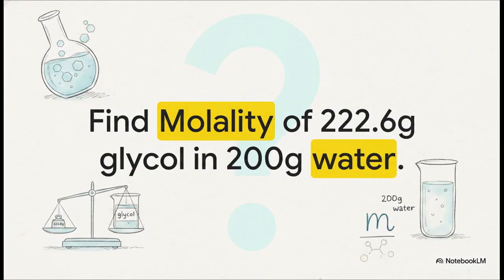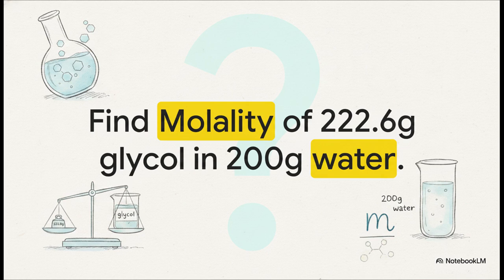Next up, let's look at exercise 1.8. This one brings back our antifreeze example from earlier, but this time it asks for molality. Remember the rule? Molality is moles of solute per kilogram of solvent. First, take the 222.6 grams of ethylene glycol and divide it by its molar mass, which is 62 grams per mole, to get your moles of solute.